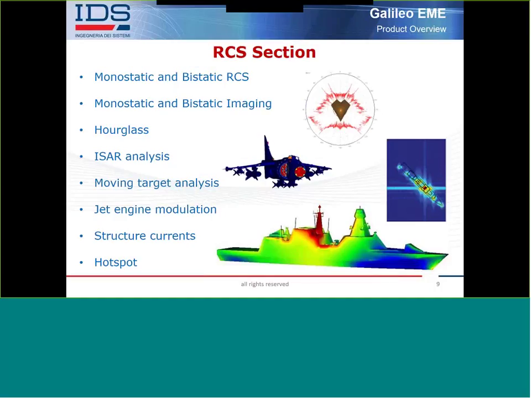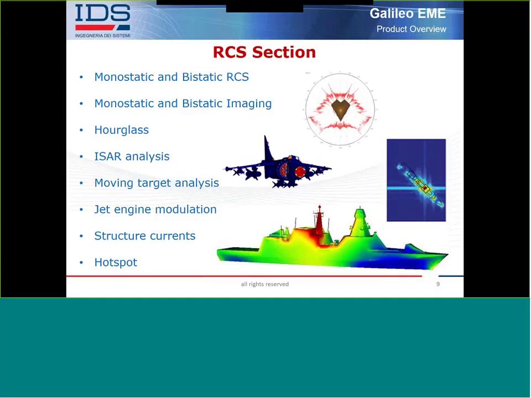Let's have a look at the typical analysis types that I can run with Galileo EME. I can run monostatic and bistatic RCS and imaging as well. Hourglass plot, inverse synthetic aperture radar analysis, moving target simulating the trajectory of a target, jet engine modulation, structure currents, and hotspot for diagnostics.